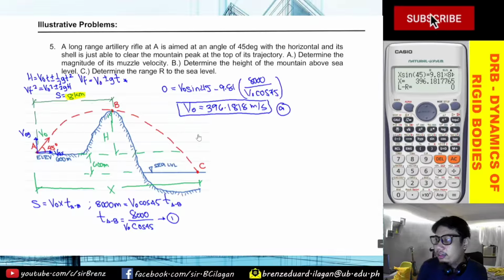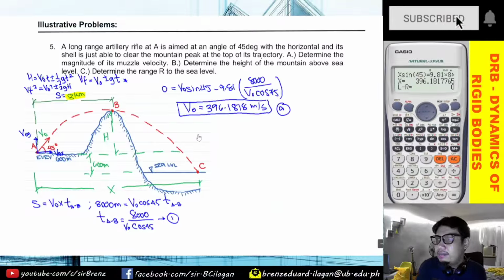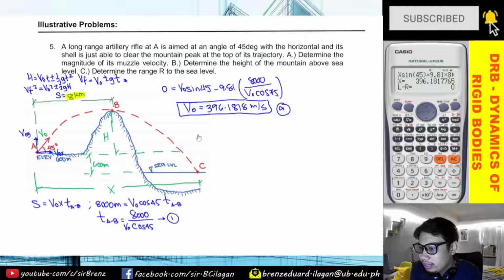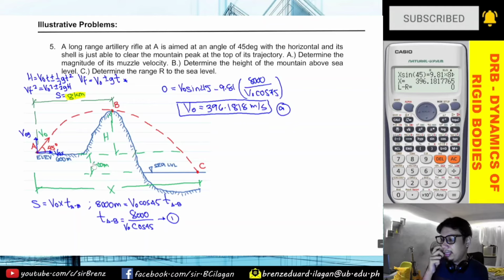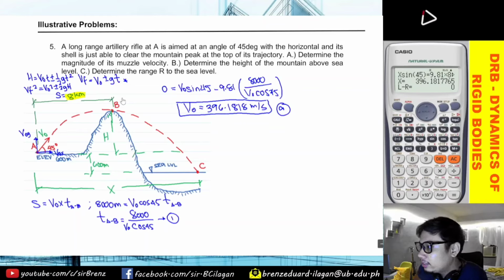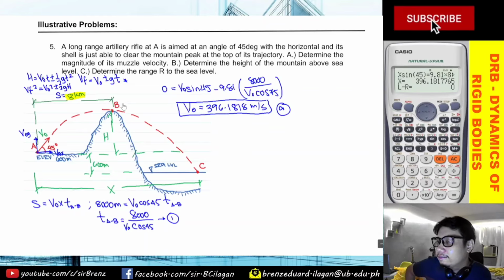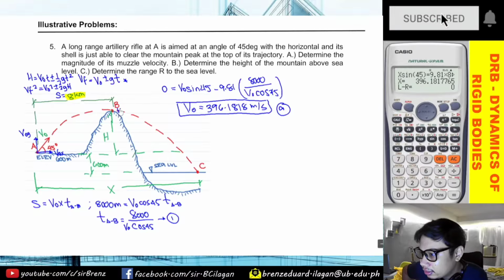And then for letter B, determine the height of the mountain above sea level. Above sea level. So ang gagawin natin, once we compute for H, i-add natin yung 600. Kasi ang inaantanong dito is above sea level eh. Okay, so or yung elevation niya.